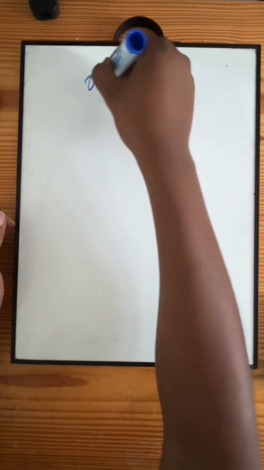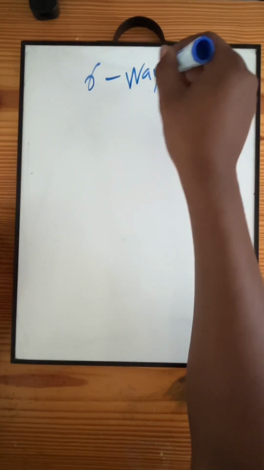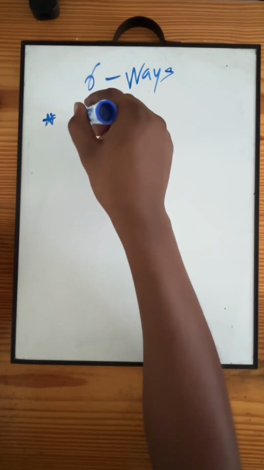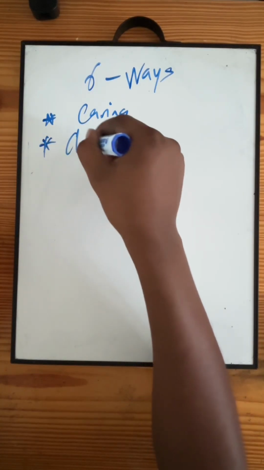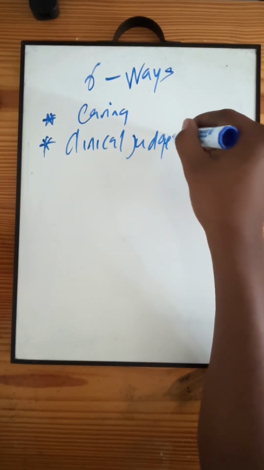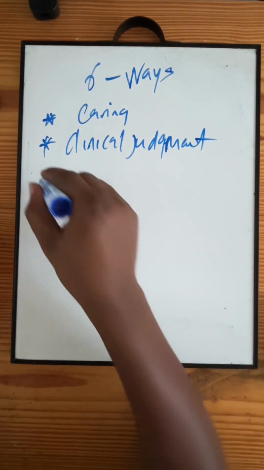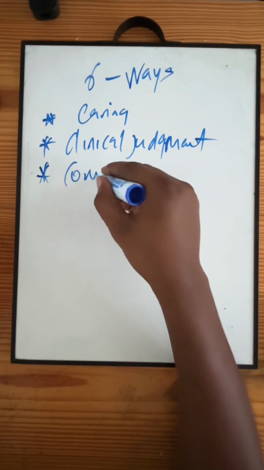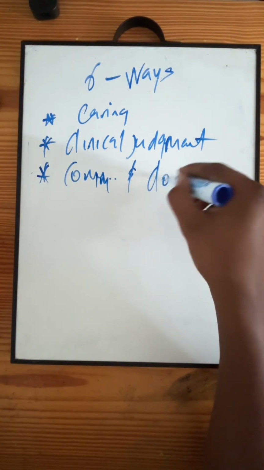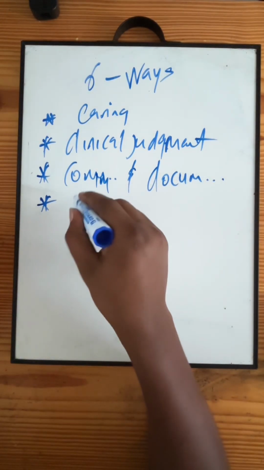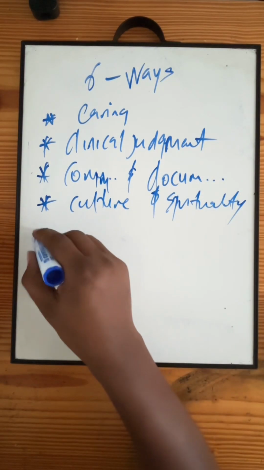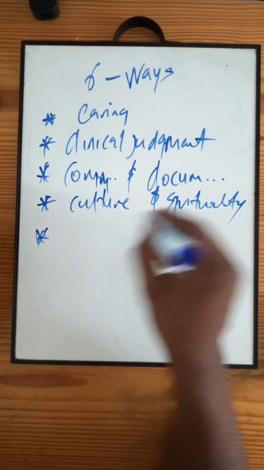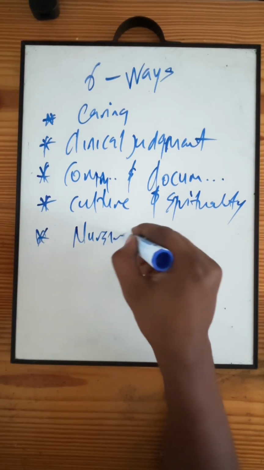Now, this is how the NCLEX writes each question. There are six ways the NCLEX writes the question. Let me start stating this. The first one is that the NCLEX will be written in form of caring. The second one, the NCLEX will be written in form of clinical judgment. The NCLEX will be written in form of communication and documentation. The NCLEX will also be written in form of culture and spirituality. The NCLEX will also be written in form of nursing process.